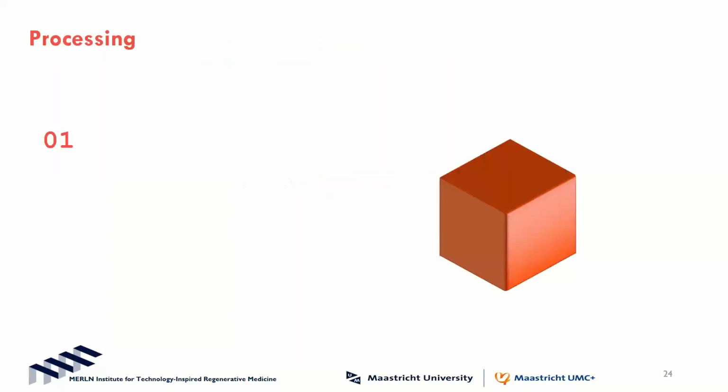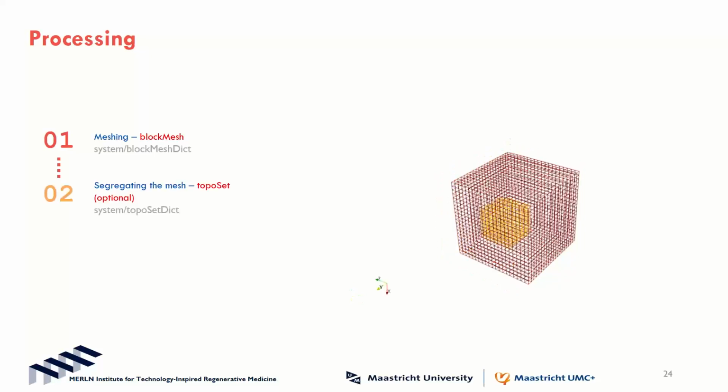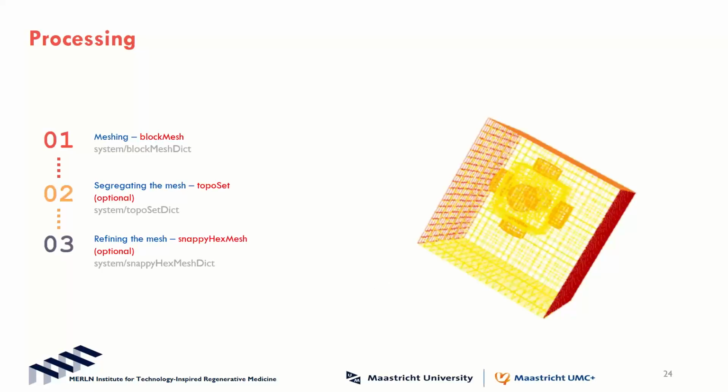And then to run the simulation, I have to first do the meshing using blockMesh. Then I segregate the mesh, like I made the zones, and then I refine the mesh. So my structure and the domain is ready. So this is a bit difficult to explain here, but OpenFoam is a command line based software on Windows, actually everywhere. So you have to use the command line.